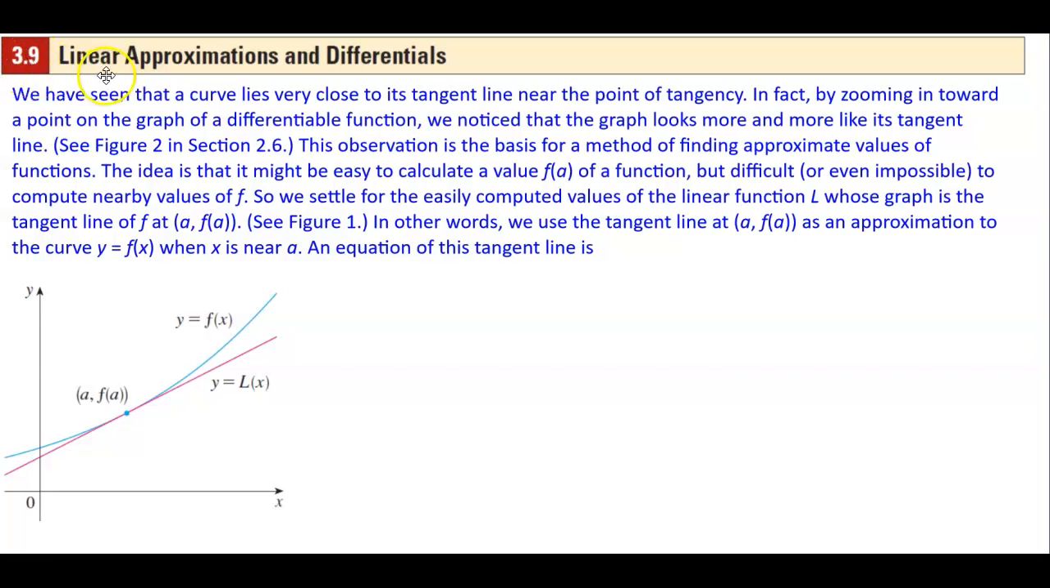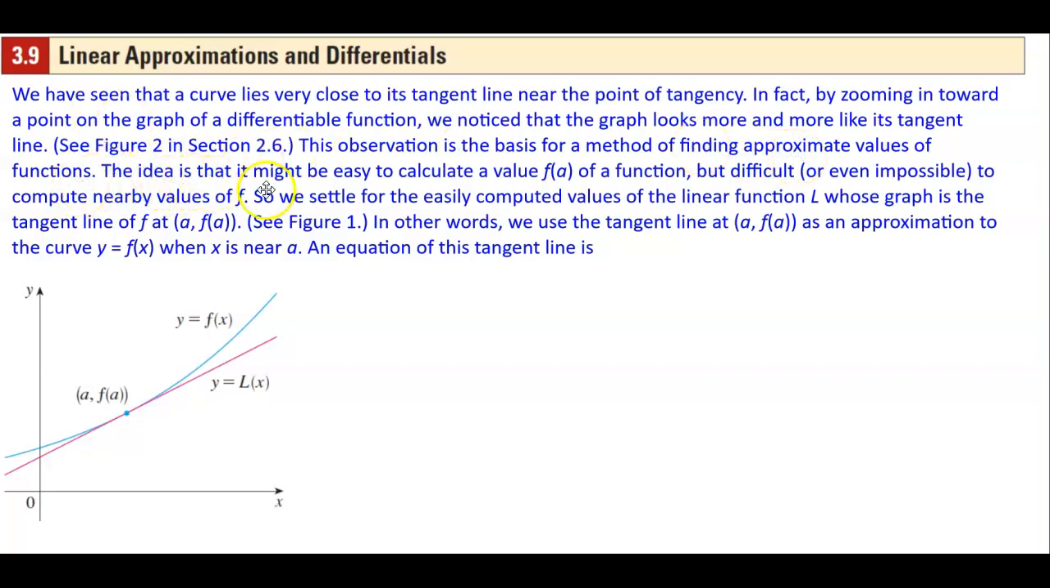Section 3.9, Linear Approximations and Differentials. We have seen that a curve lies very close to its tangent line near the point of tangency. In fact, by zooming in toward a point on the graph of a differentiable function, we notice that the graph looks more and more like its tangent line, which we saw in Figure 2 in Section 2.6. Now, this observation is the basis for a method of finding approximate values of functions.